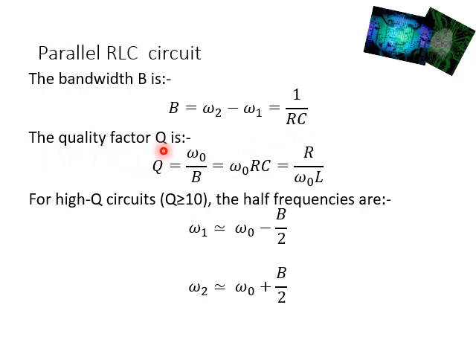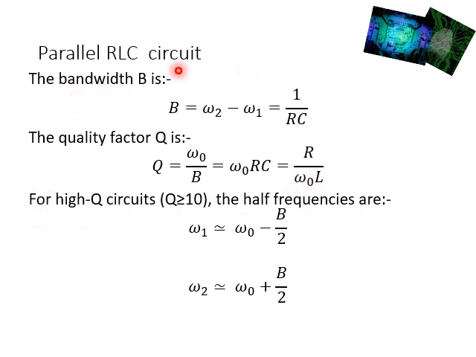The derivation of the quality factor equation has been shown in part 1. Q equals omega naught over B. This is the definition of the quality factor: the resonant frequency over the bandwidth. So Q is also omega naught RC, equivalent to R over omega naught L.